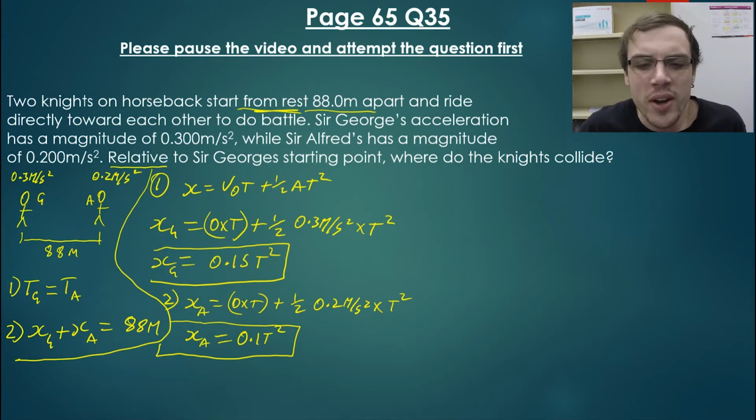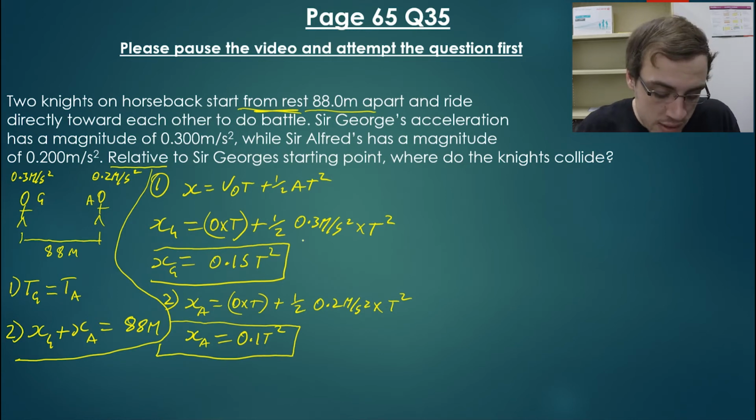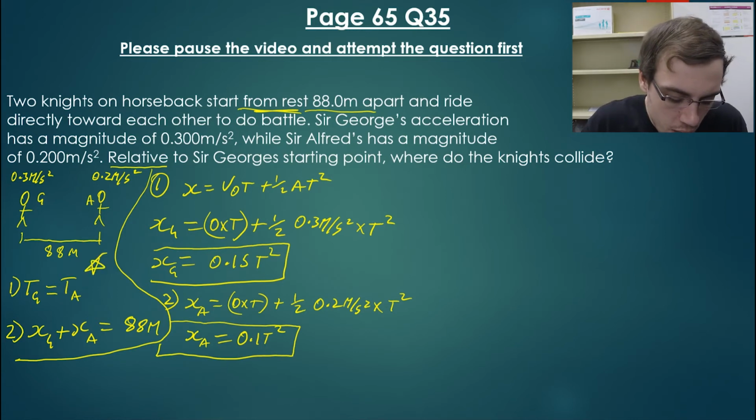That is our displacement for Alfred, but we have the same problem, and that is we don't have all of the variables. What are we supposed to do? Here is where we look at our assumptions that we made over here. So we know that if we add both of these together, we're going to get 88 meters. So xA plus xG is going to equal 88. So we can substitute that with what we've written here.